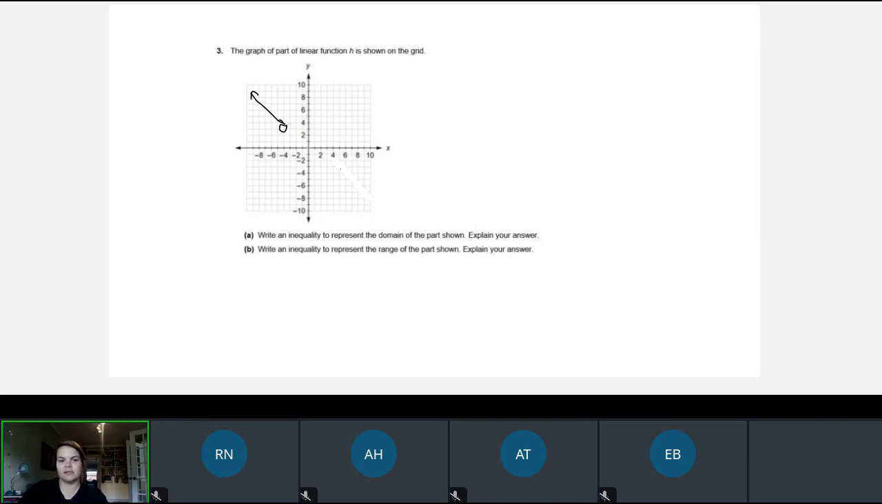All right, it says the graph of the linear function is shown below. So I had to do a little drawing of my own. Part A says write an inequality to represent the domain of the part shown. I'm going to do domain in red. So for part A, domain is the x values. X values run left and right.